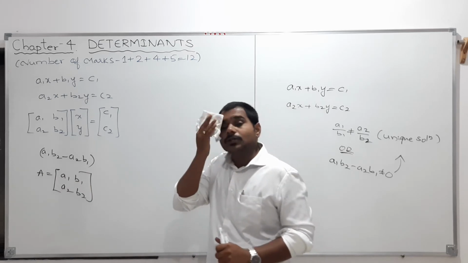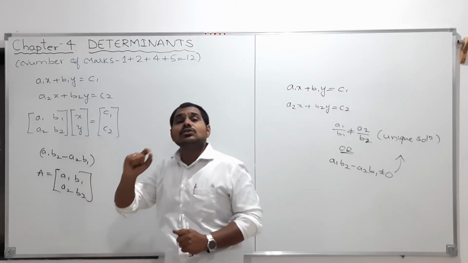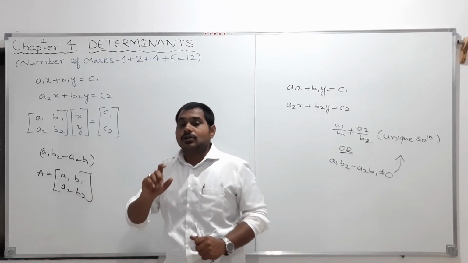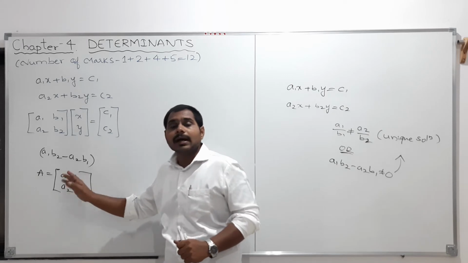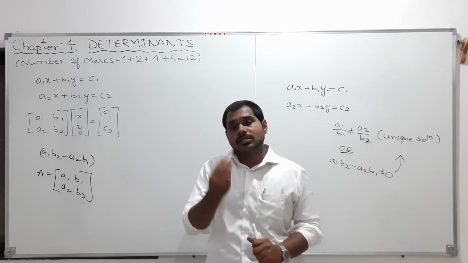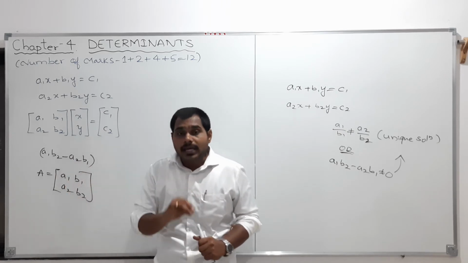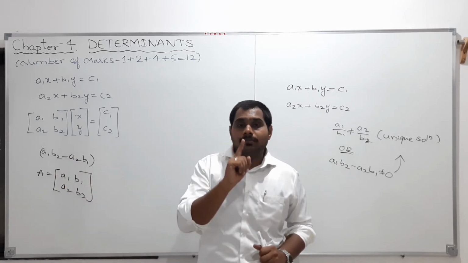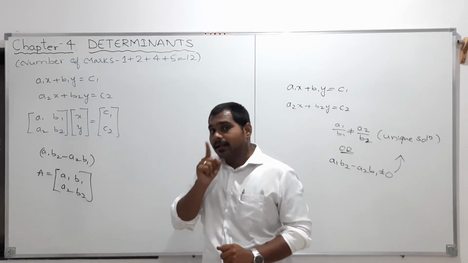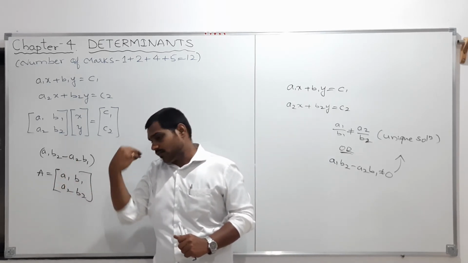So my dear students, for every matrix we are associating one number. If you solve this matrix, you will get one number. Every square matrix will be associated with one number. It may be real or it may be complex, but it is one constant number. So that number is called the determinant of the matrix A, and this happens for every square matrix.